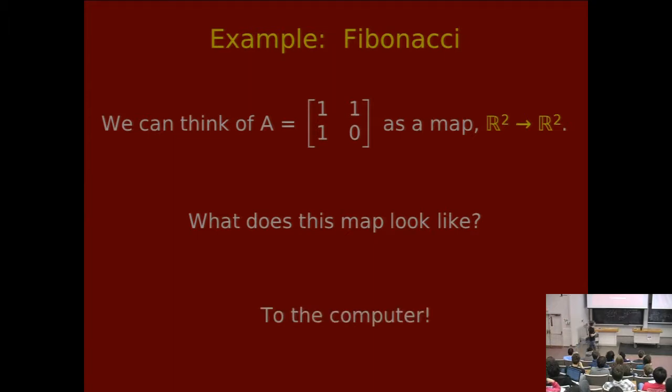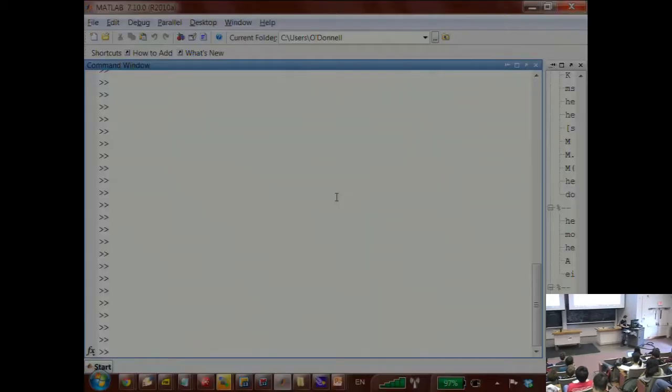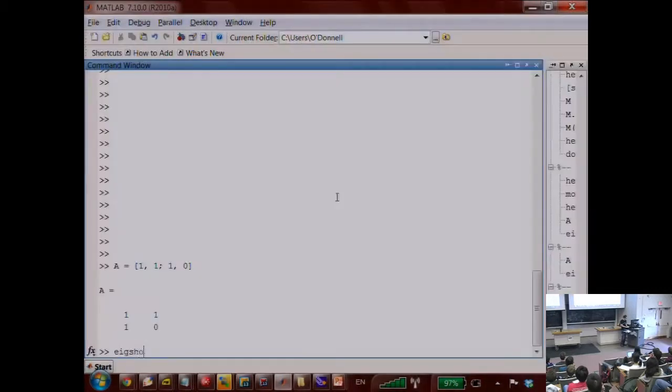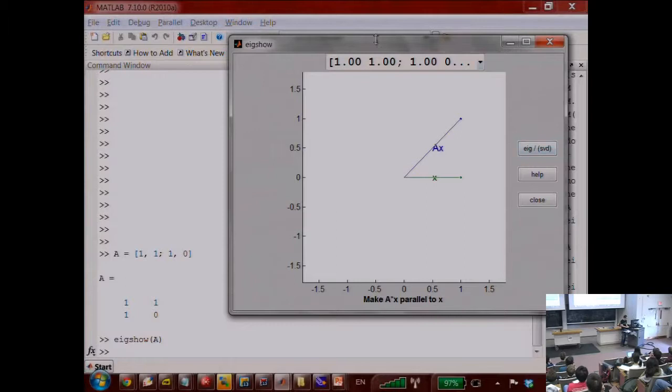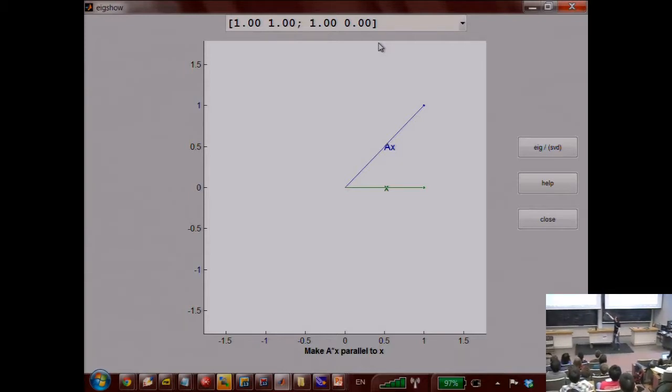Okay, this is a good job for the computer. So let me use technology. This is MATLAB. It's a good program to use if you have matrices or vectors. So the matrix was 1, 1, 1, 0. I don't know if you can see this, but you'll see something in a second. MATLAB gives me this thing that lets me play around. So this is showing the green vector x, which is currently 1, 0. And if you multiply it by A, you get, we already know, 1, 1, which is the blue vector.